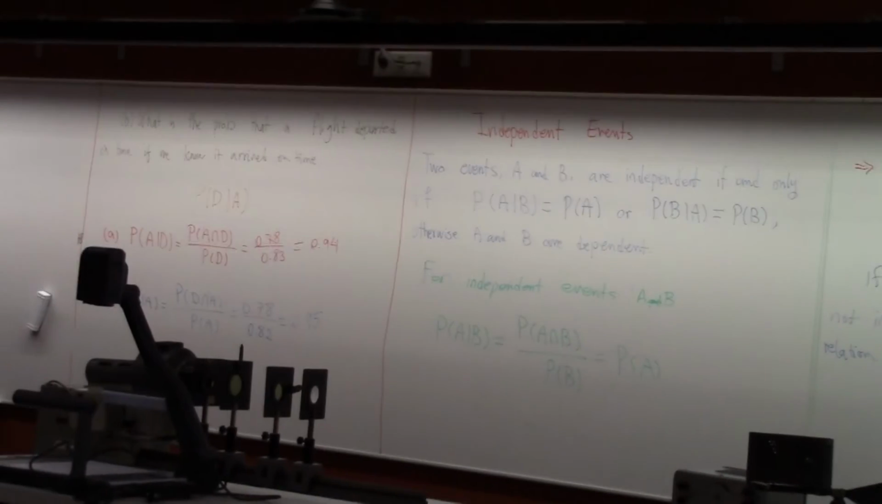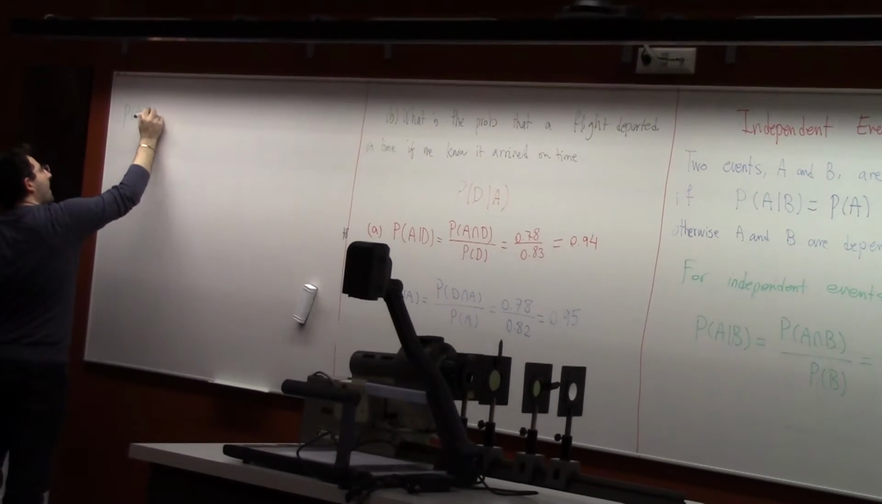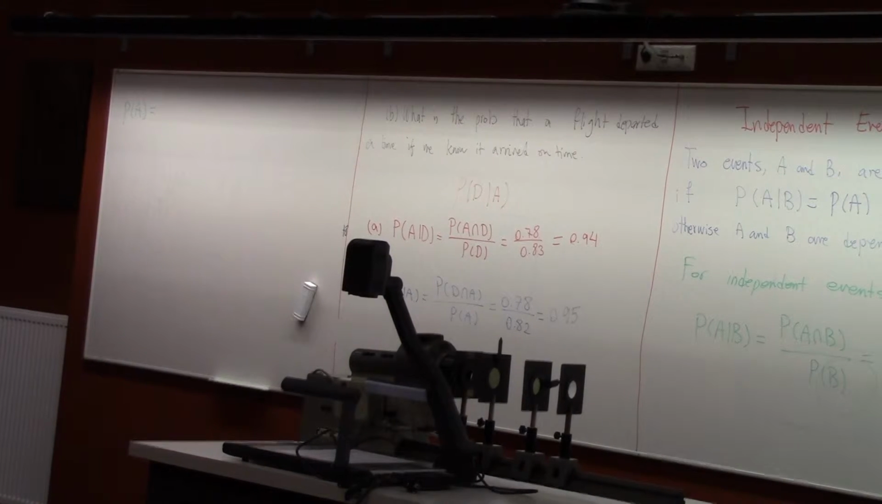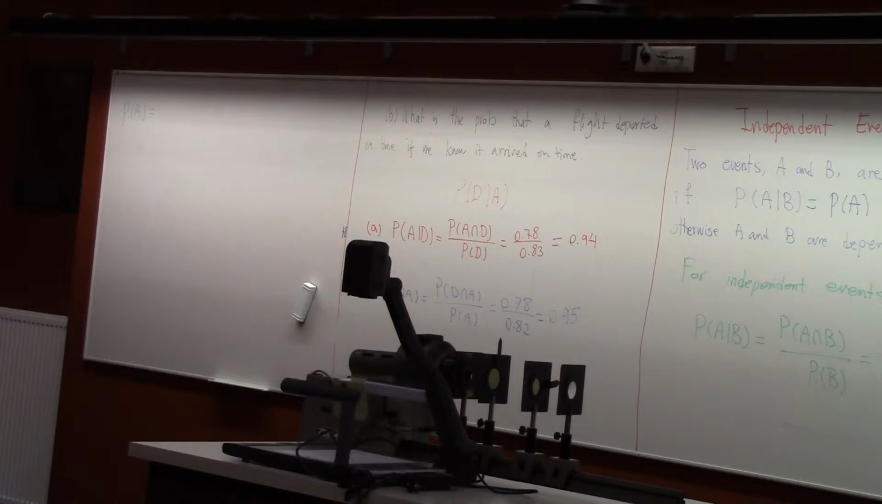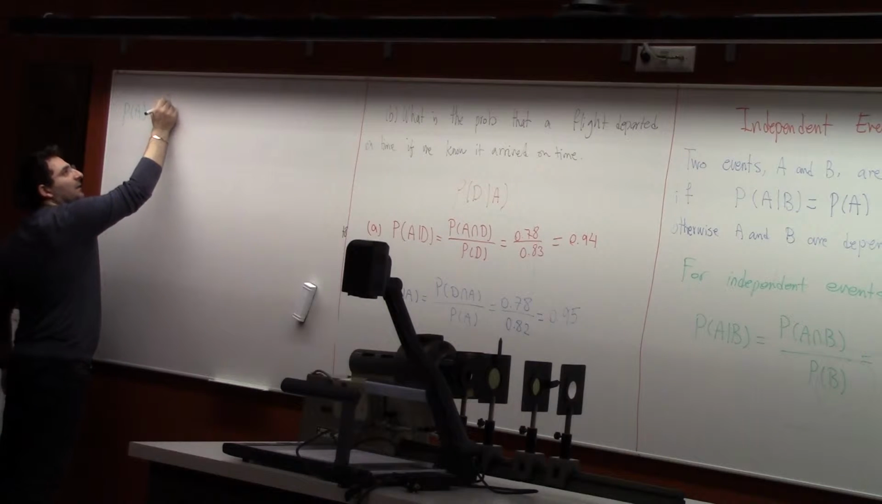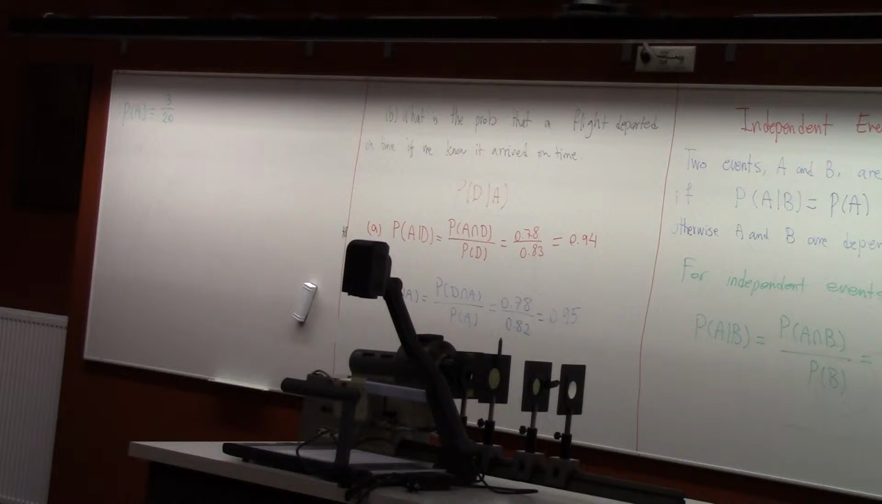What is the probability of A? 1 over 20? Any other option? What is the probability that when we pick one thing, it is bad? Only 3 are bad. So 3 over 20. We have 3 bad out of 20, so the probability of picking one of them is 3 over 20.